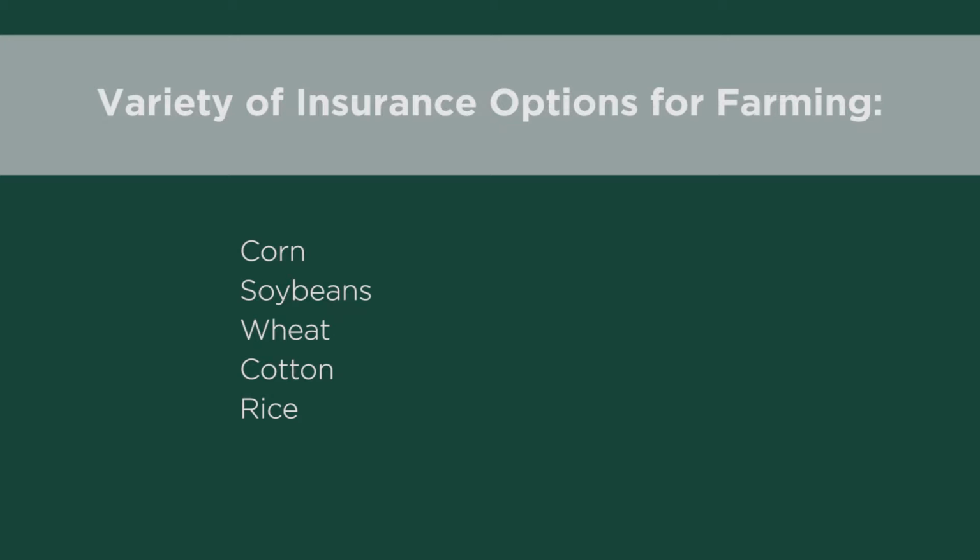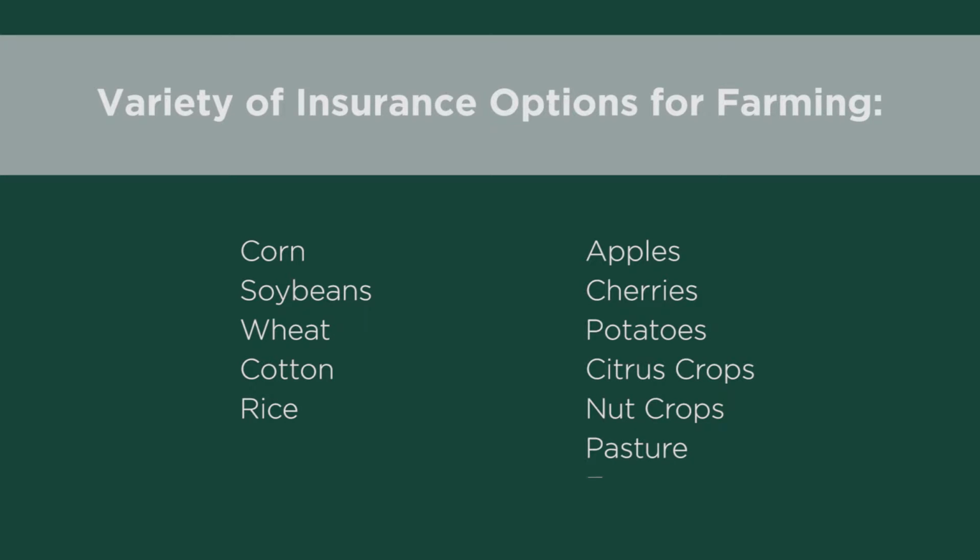There are a large number of other commodities covered by crop insurance under a wide array of insurance policies. These include crops such as apples, cherries, potatoes, citrus crops, nut crops, pasture, and forages.